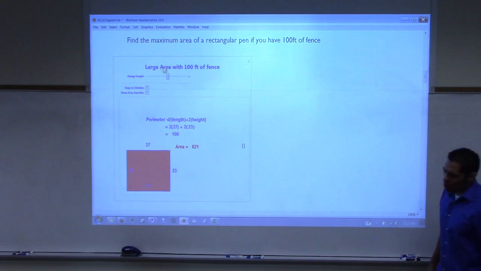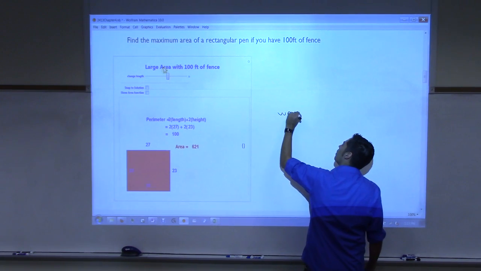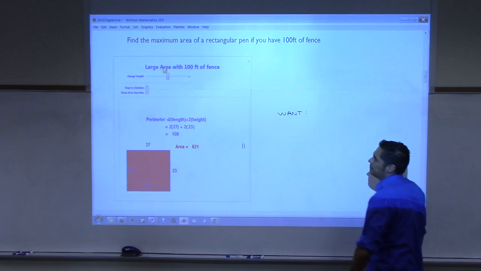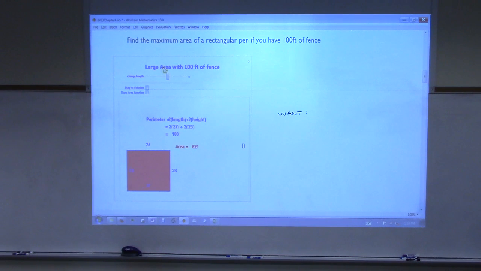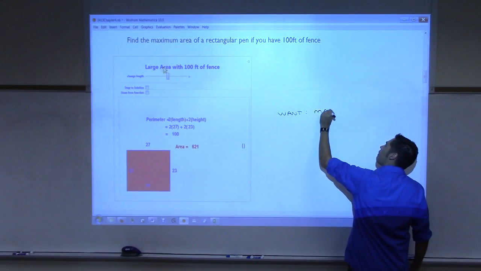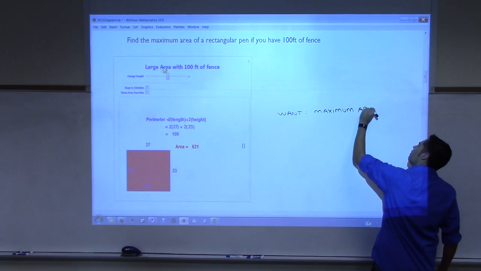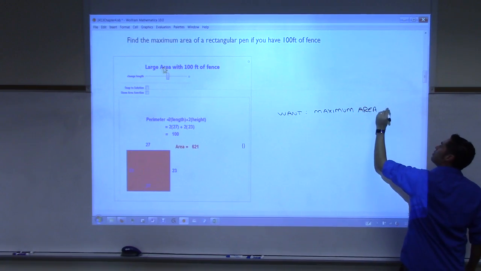All right, so what we want in this problem is what? The maximum area that we can get out of this fence, right? The maximum area. So I'm going to write that down. I want the maximum area possible.